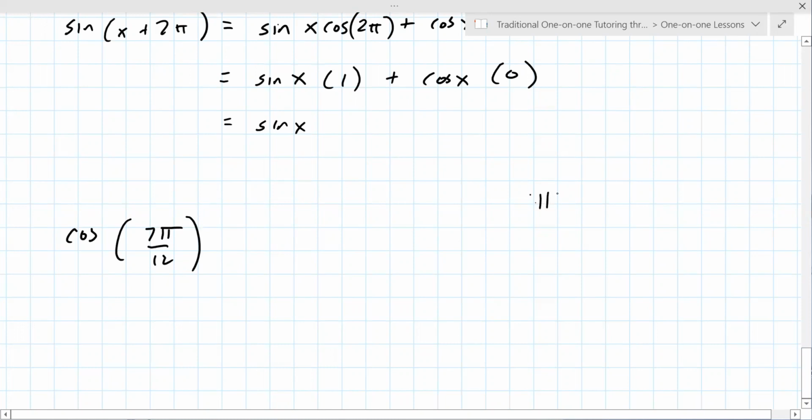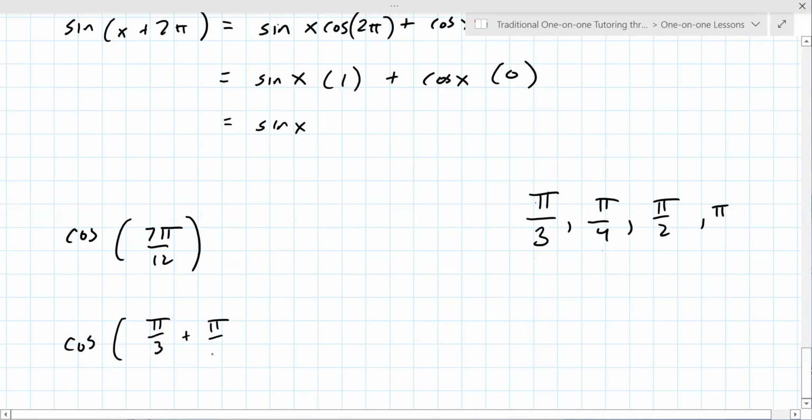The game is you have pi over 3, pi over 4, and maybe pi over 2, maybe pi to use. I'll help you out here. If you were to add up pi over 3 and pi over 4, guess what they add up to? When you're adding unlike denominators, you've got to make a common denominator, right? So it's going to be 12 and 12.